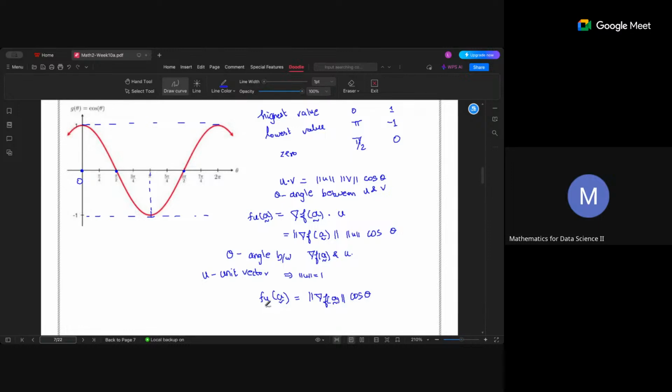You need to find the direction of steepest descent. Theta varies depending on u. The other part is fixed for you. So your theta varies depending on u.